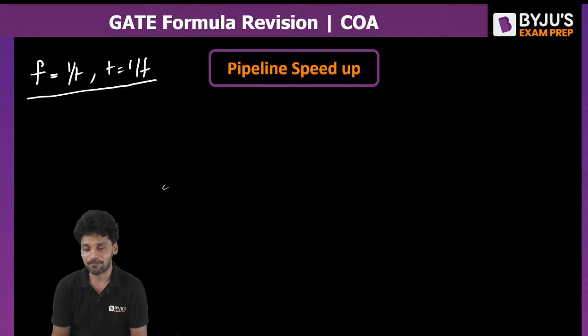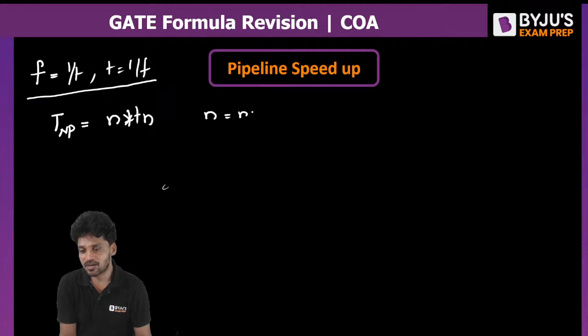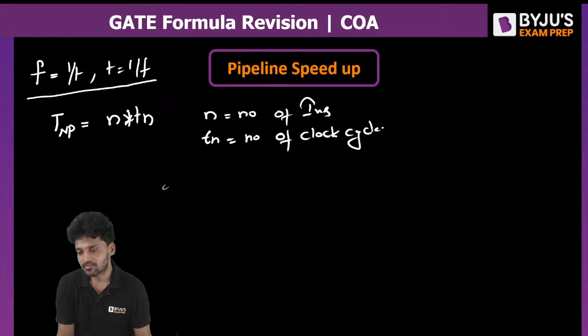The second formula for the pipelining is the time required to execute a process in a non-pipeline system. That is, time in a non-pipeline system is equal to n into tn. Am I clear? Time required to execute in a non-pipeline system is equal to n into tn, where n is the number of instructions or tasks, and tn is the number of clock cycles per task.